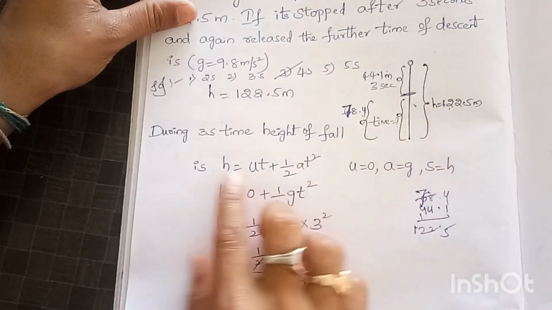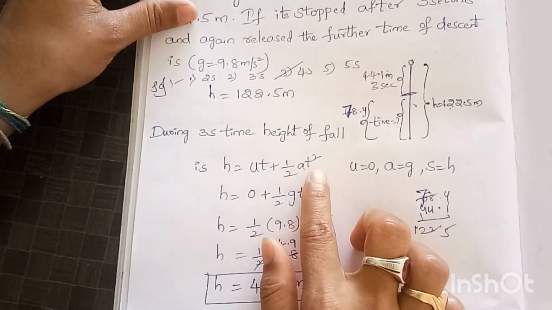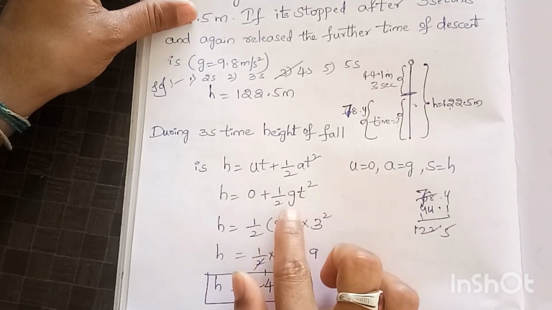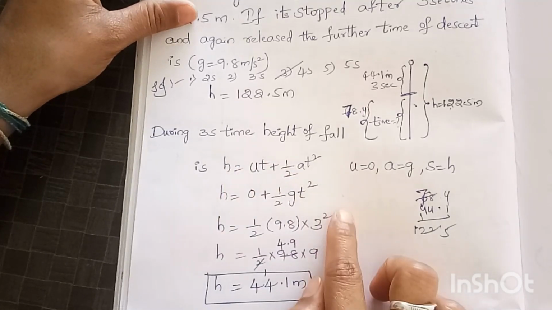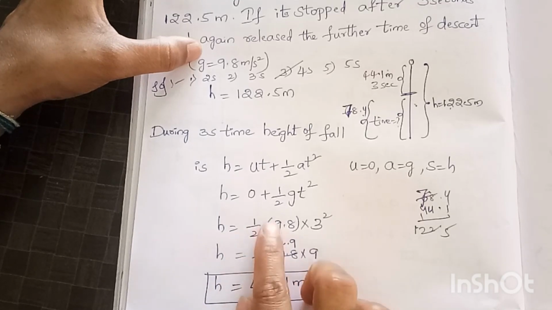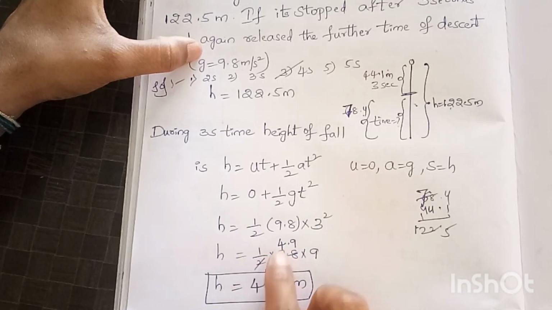So during 3 seconds of time, the height of fall is h equals ut plus half at squared. Just substitute these values: h equals 0 plus half g t squared. We know that time is 3 seconds, so 3 squared, and the given g is 9.8. Substitute here: h equals half into 9.8 into 3 squared, that is half into 9.8 into 9.